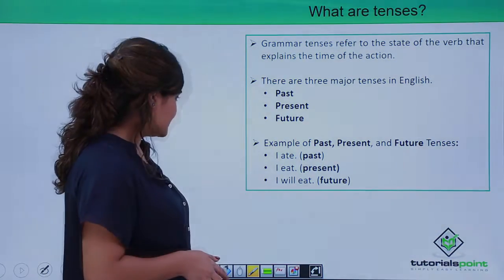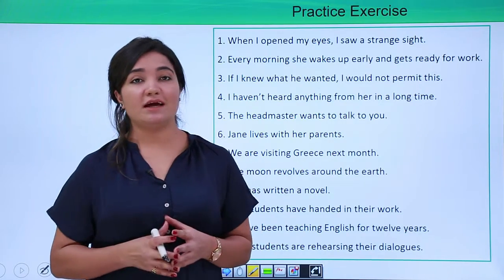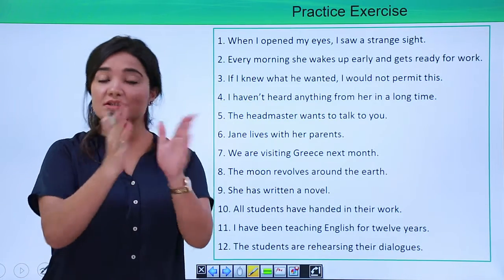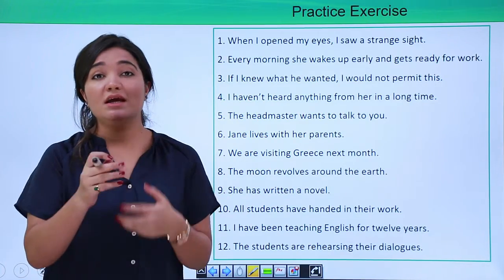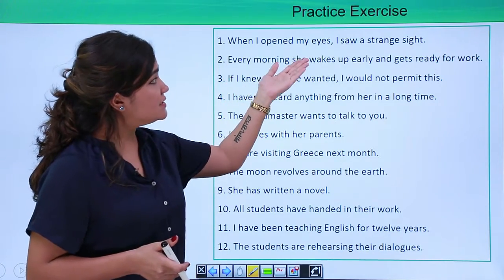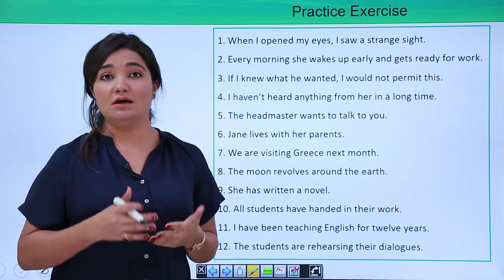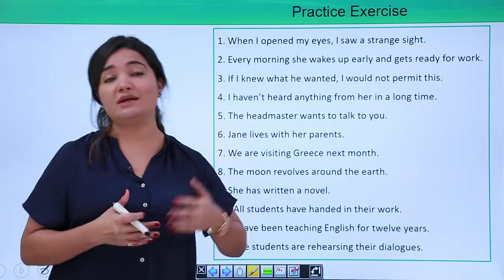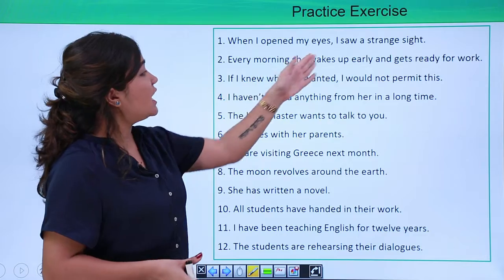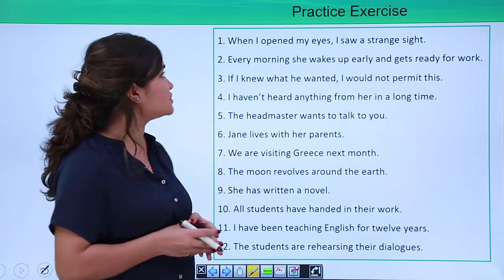Okay, so here are a few sentences, and you have to recognize which verb in the following sentences attaches a timeline with itself and hence indicates a tense form of a verb. When I opened my eyes, I saw a strange sight. Here opened is a form of a verb that is telling you about the time when this particular action happened. Right? I saw, again saw is a form of a verb which is also telling you about the time of action.